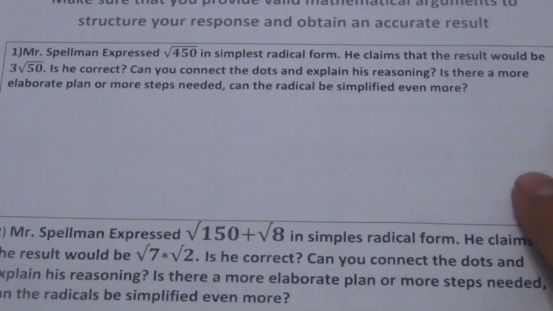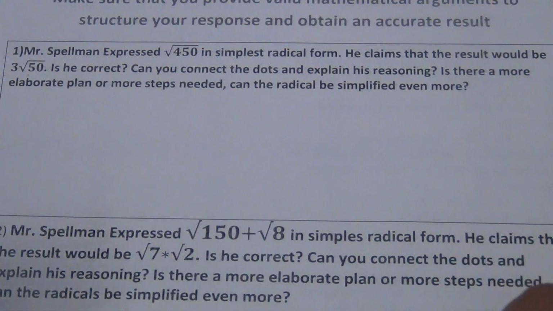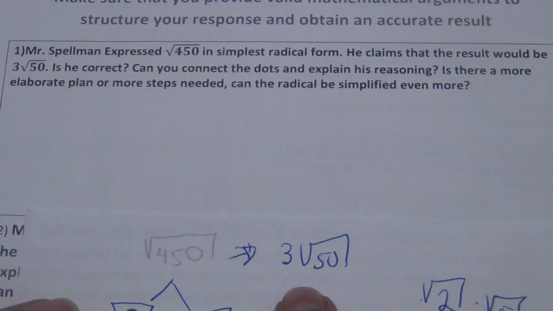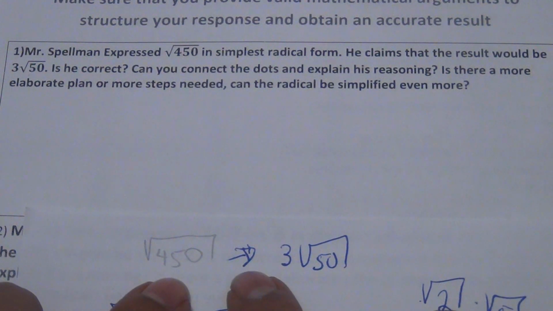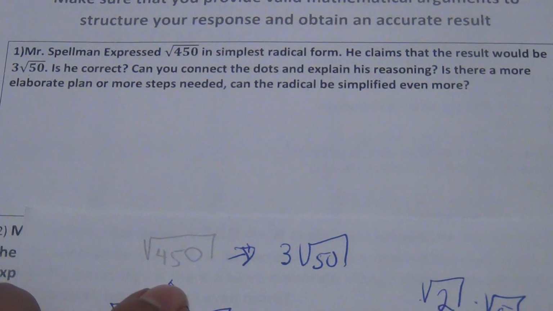Well, in order for you to actually do this, you need to first work the problem out, right? And once you've done it, then you could provide a written explanation with mathematical evidence. So you might need some loose paper, scrap paper, whatever you want to call it. So this is what Mr. Spellman says. That radical 450 is the same thing as 3 radical 50. Well, let's see what happens.